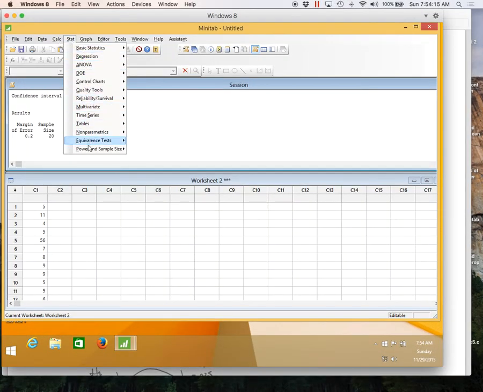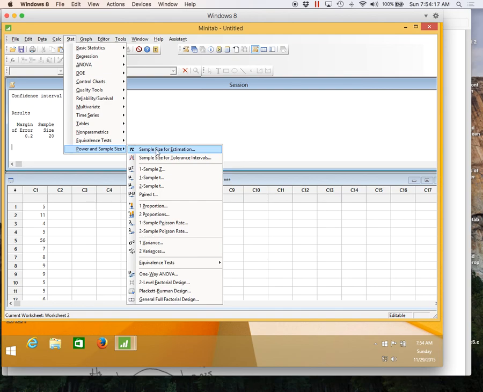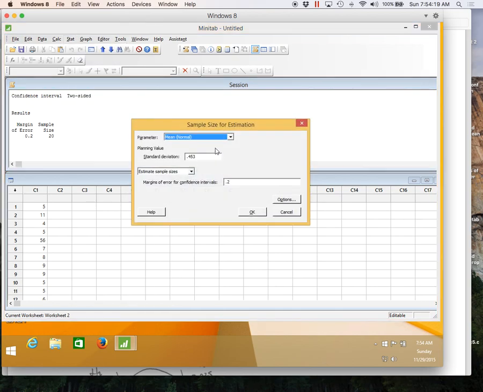When you go to Stat, Power and Sample Size, I'm going to use Sample Size for Estimation. Okay, so here I've already practiced this question a little bit. I'm looking for the mean, which is based on the normal. There is the option here for proportion, but see, it's not based on normal, it's based on binomial. So it's a different method. It's not going to give you the same calculations that I will expect from you. So it's not even worth going into.